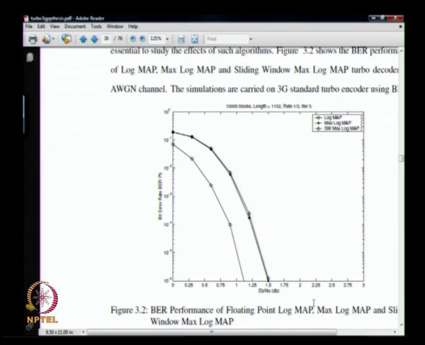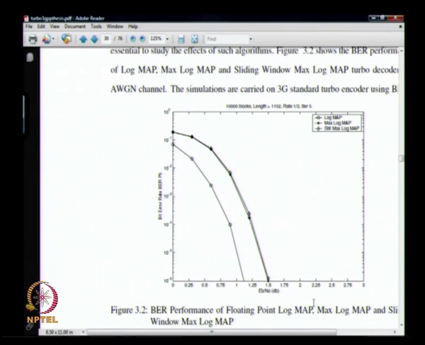Okay, so the first thing I want to point out is at what Eb over N naught it is achieving 10 power minus 6. Look at that, 1.1. Uncoded is at 10.5. Okay. What kind of gain is that? 9.4 dB coding gain. Okay.